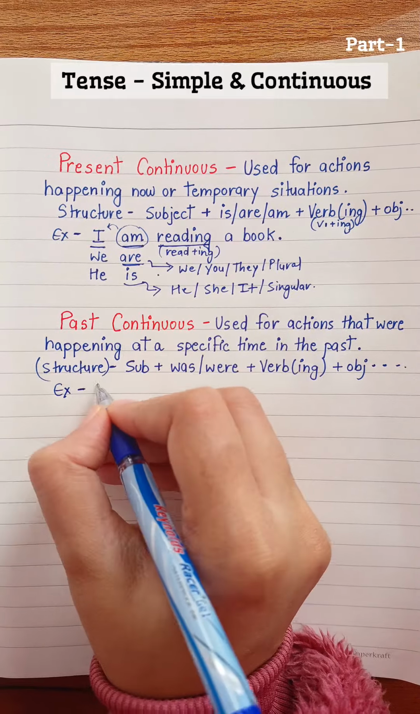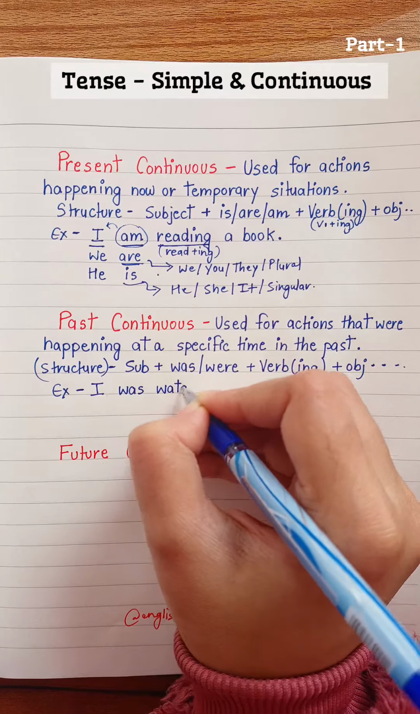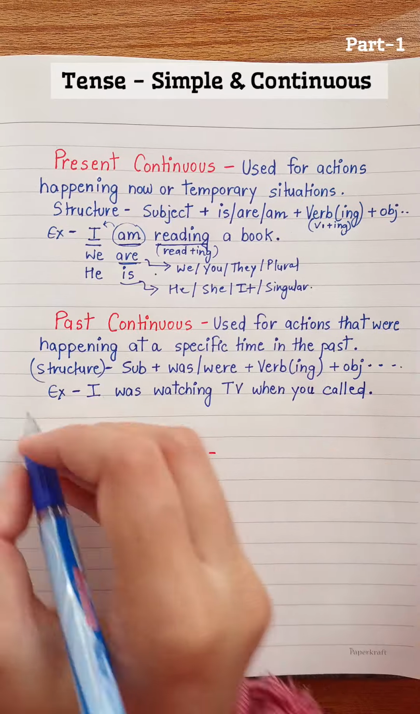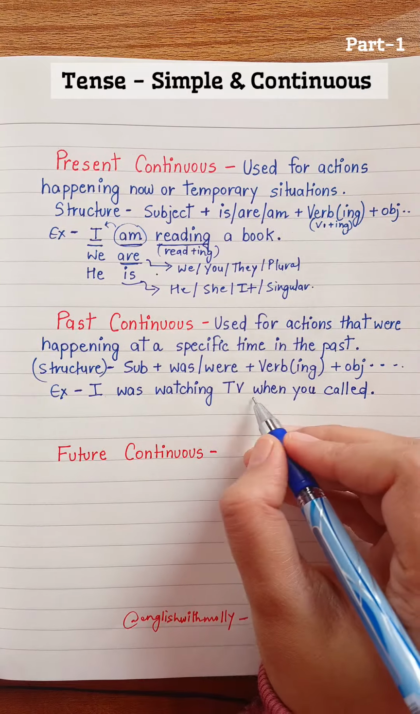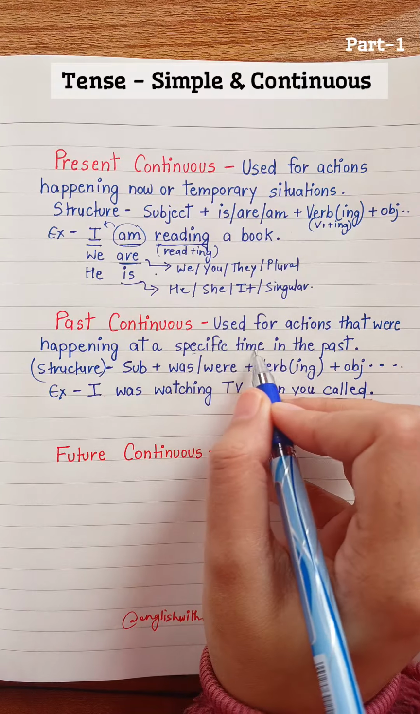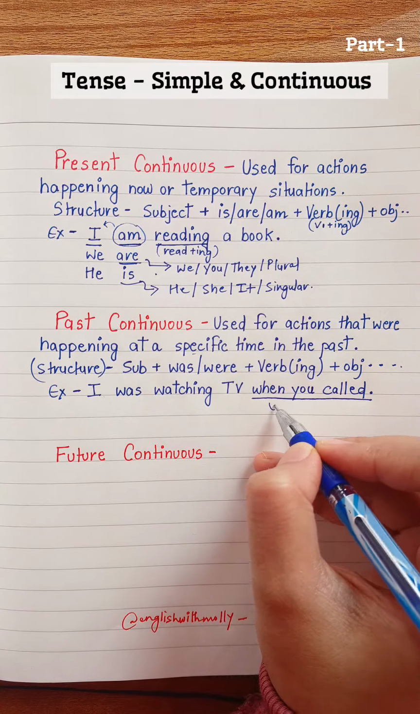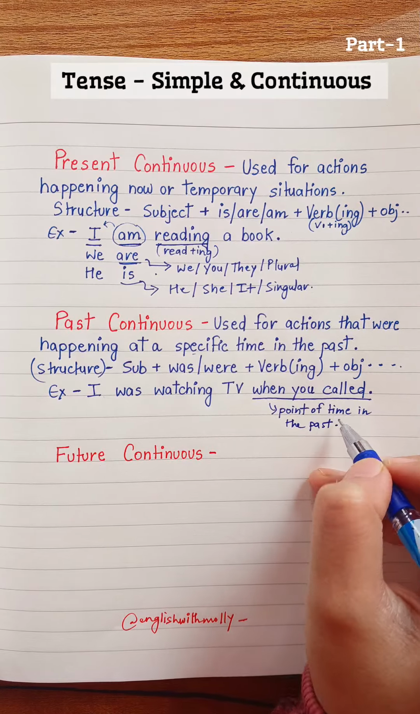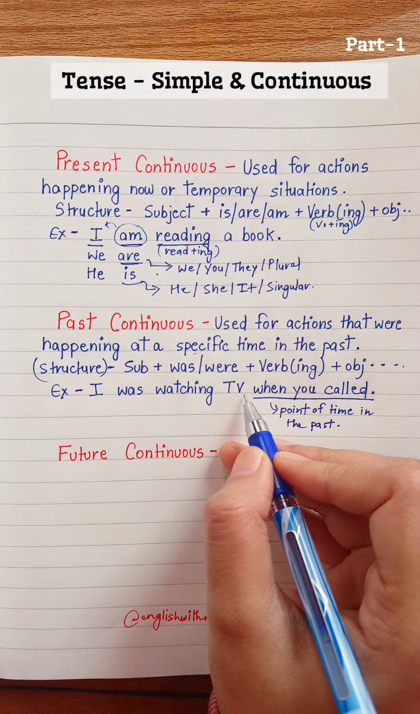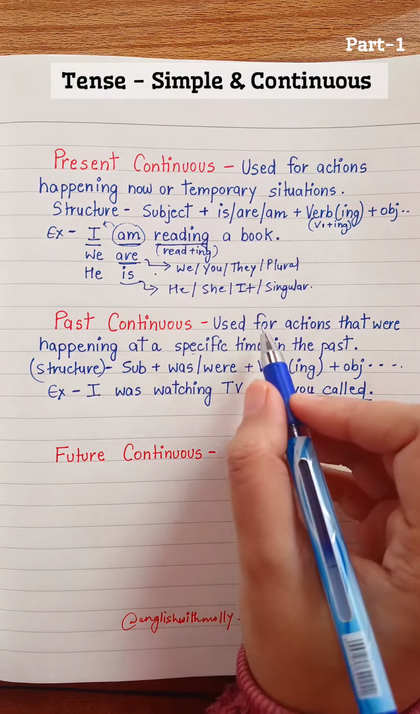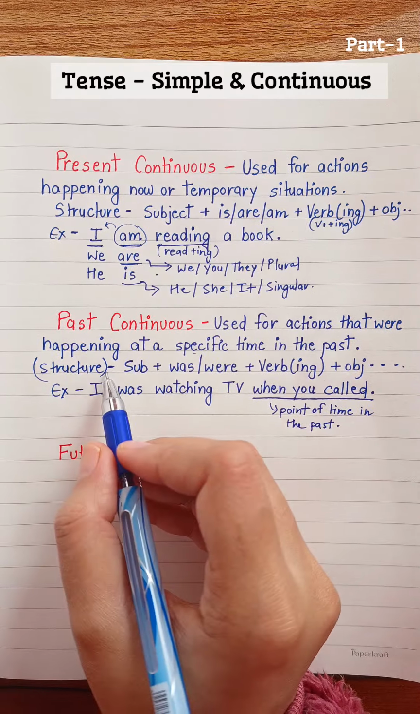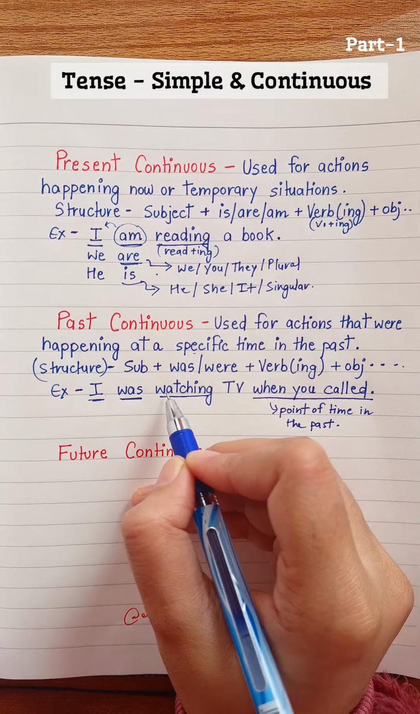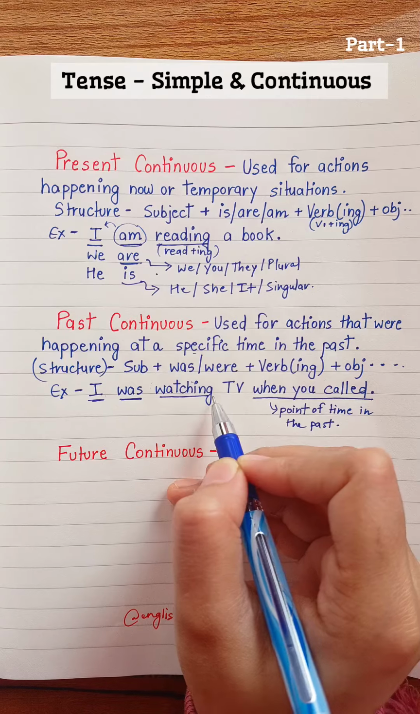For example, I was watching TV when you called. This means that you were watching TV when someone called you. Specific time in the past. When you called is that specific point of time in the past when you were doing something. And for these kind of actions, we use the structure for past continuous tense: subject plus was or were plus verb plus ing plus the remaining sentence.